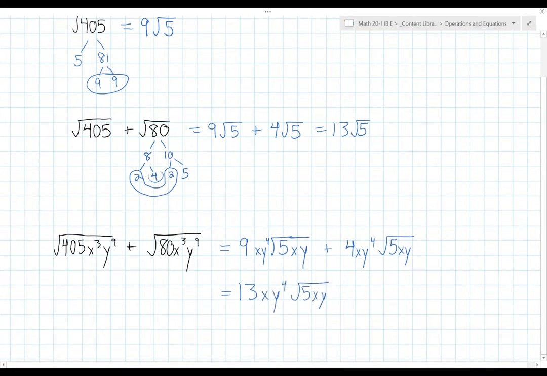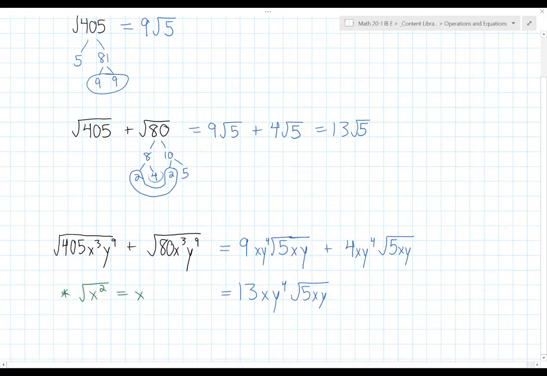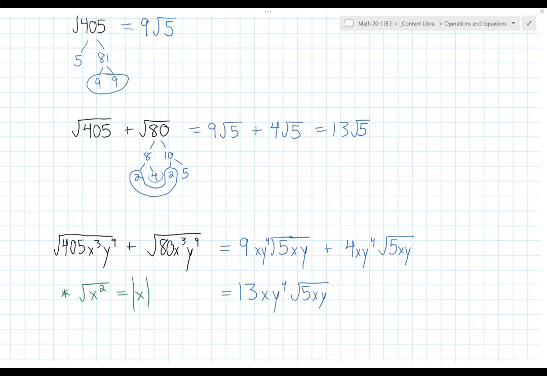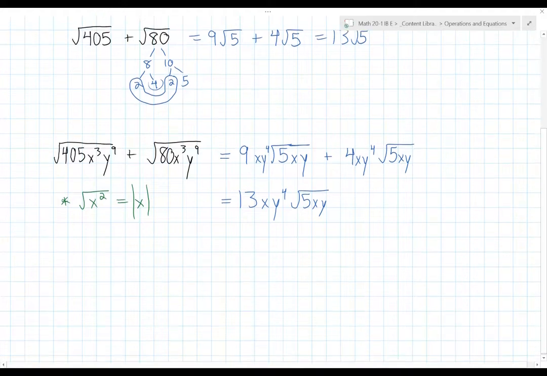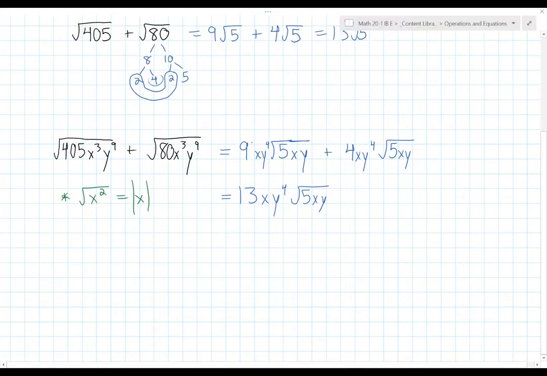Now, I said I was putting a little asterisk on here, and I kind of am, because I cheated a little. I treated this as if the square root of x squared equals x, but it doesn't. The square root of x squared equals the absolute value of x. All right, so that actually means that I should go back here and change these x's on the outside to the absolute value of x.